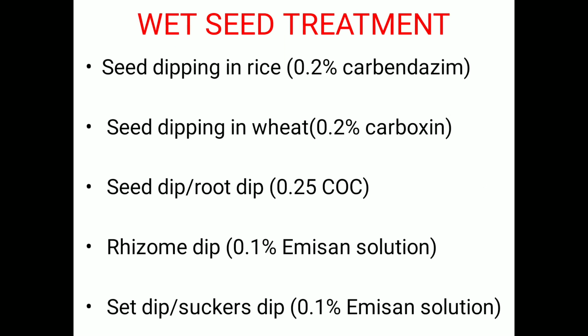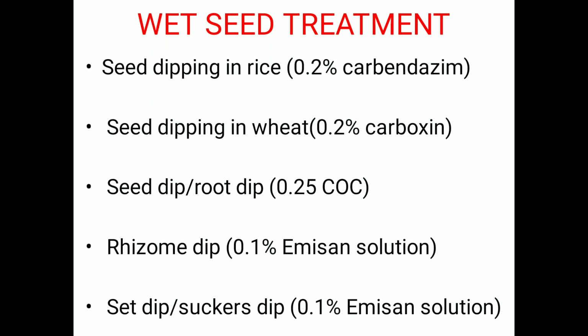Here for wet seed treatment, if you take the example of wheat, we have to take an appropriate quantity of carboxin. As we know, the rate of carboxin is 0.2%. That is, 2 gram of carboxin powder we have to mix with 1 liter of water. In that water we add the required quantity of seeds.